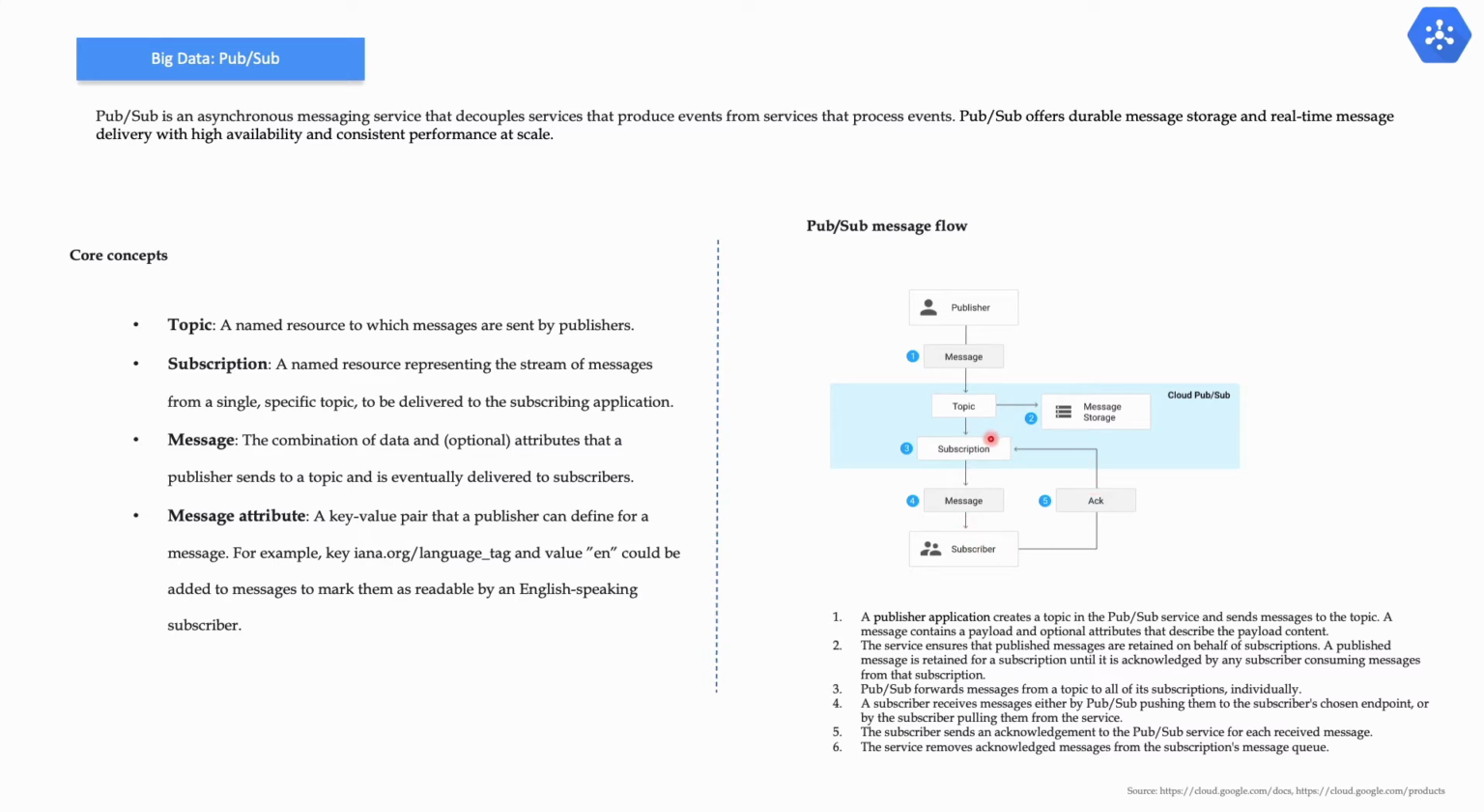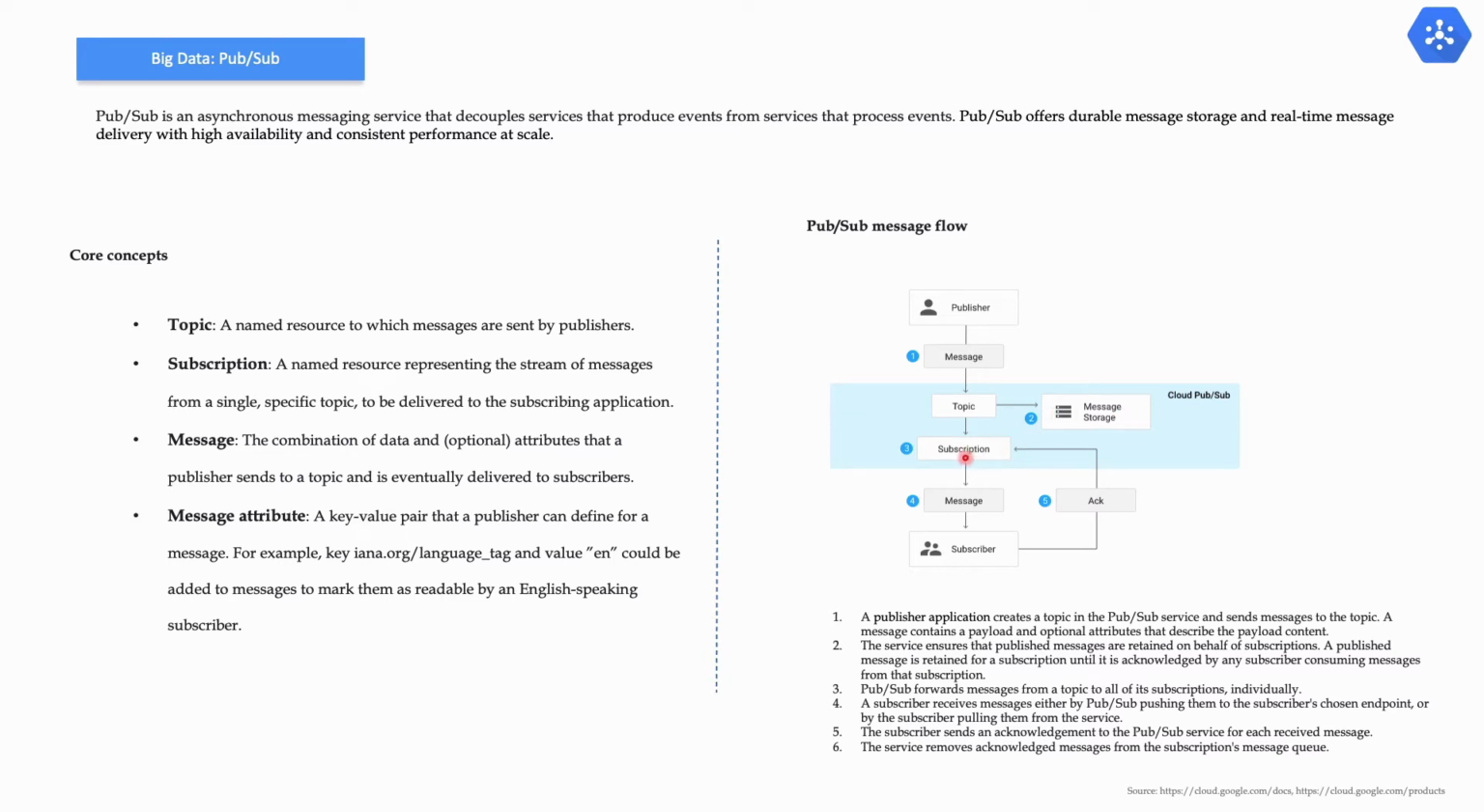So if I follow the point A to point B trajectory, a publisher application creates a topic in the PubSub service and sends a message to the topic, which is this part. A message contains a payload and optional attributes that describe the payload content. The service ensures that the published messages are retained on behalf of the subscription. So the published message is retained for a subscription, in some sort of message store.